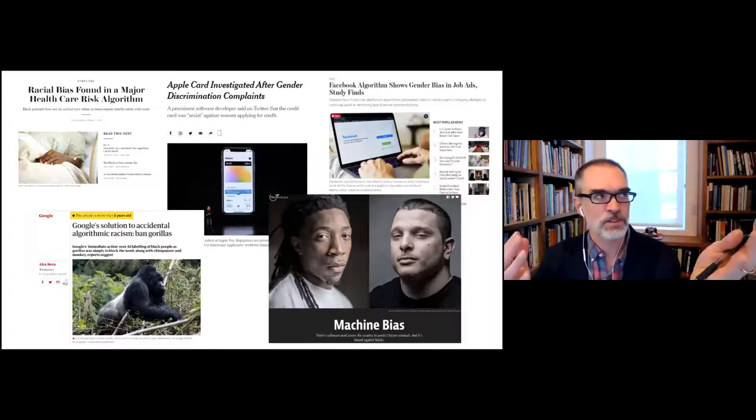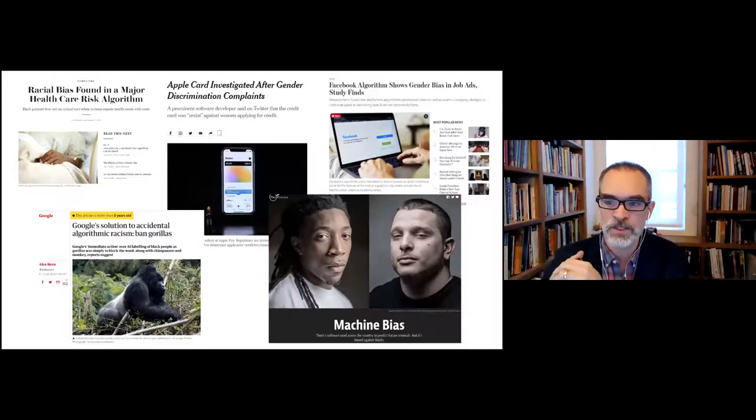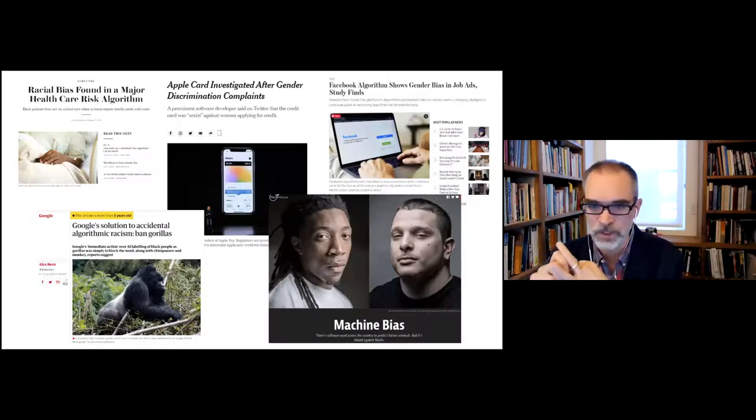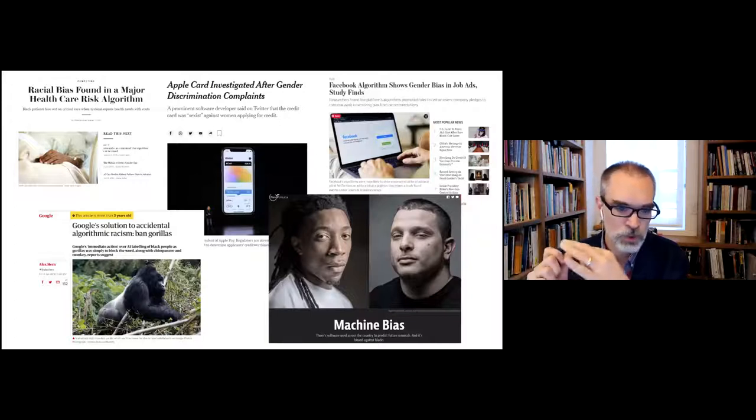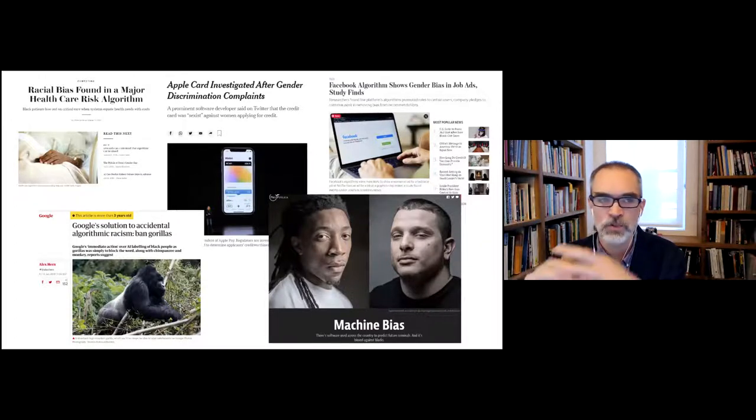In the past several years, algorithmic bias has made its fair share of headlines, from complaints about gender bias in credit limits for the Apple Card, to gender bias in online ads for employment and housing, to racial bias in how intensive healthcare is distributed, or probably most famously, racial bias in predicting the risk of recidivism after parole.